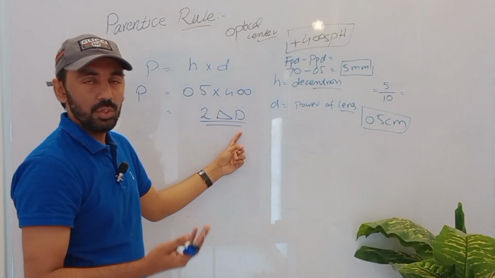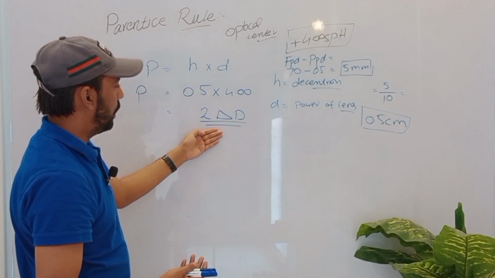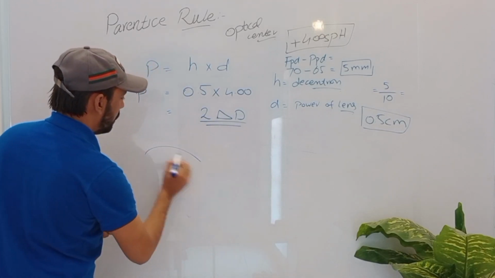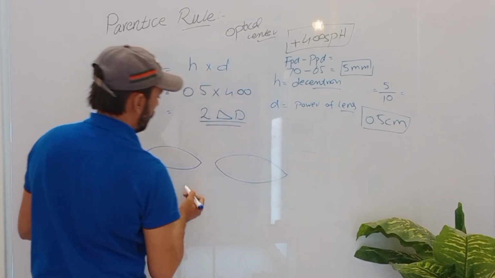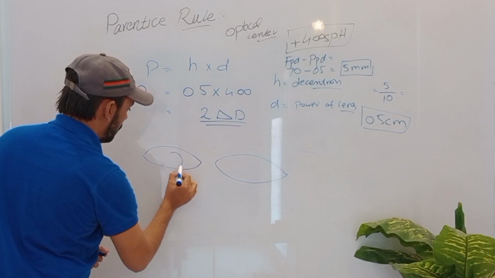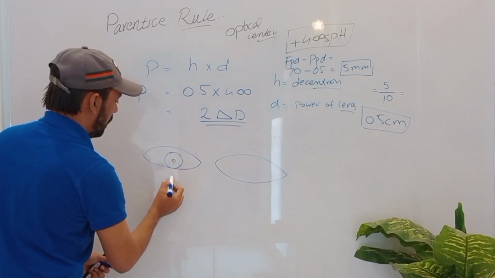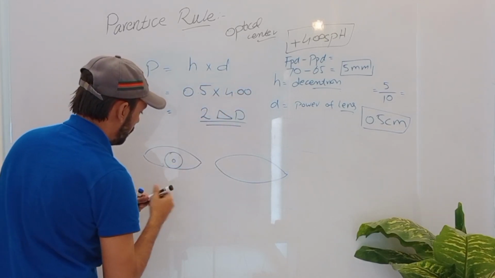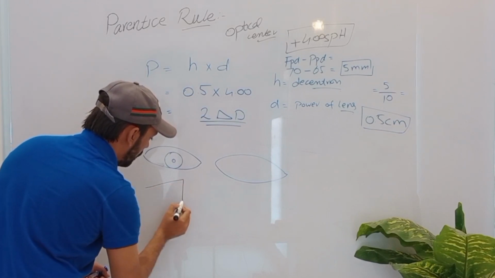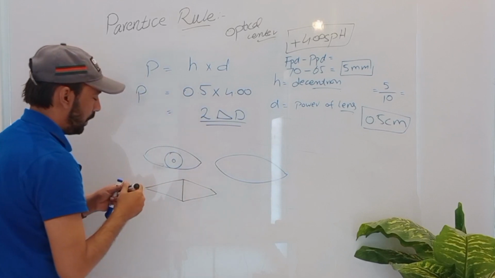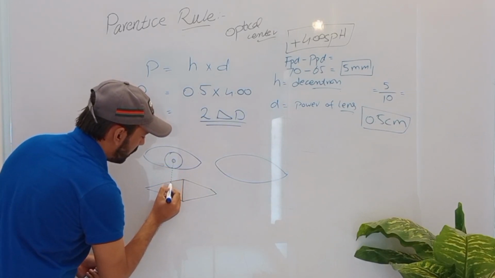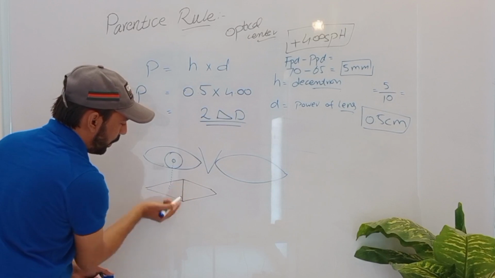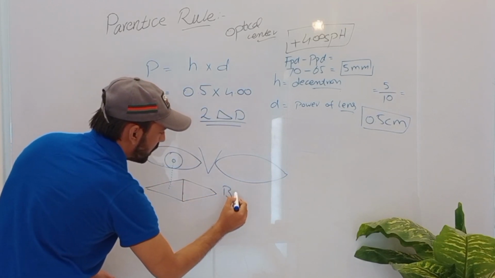But in which side do we have to move? It will go like base in, base out, base up, or base down. So for example, these are two eyes, and we have a plus spherical lens, and because our lens is moving towards the nasal side, because the center of the pupil is this, but the lens is decentered towards the nasal side, this is nose, so it is base in. You can see the base is towards the nose, so the direction will be base in.